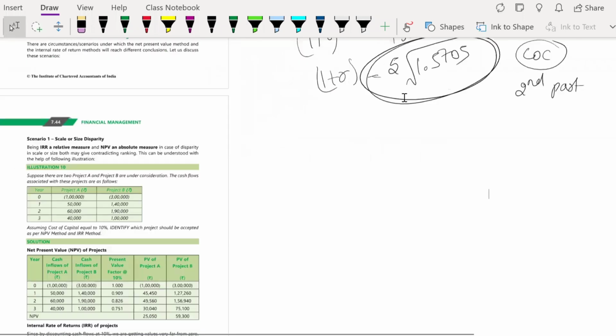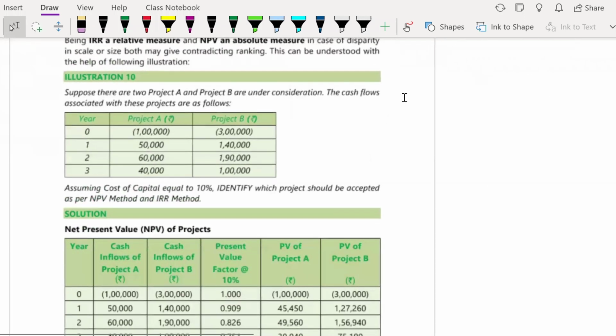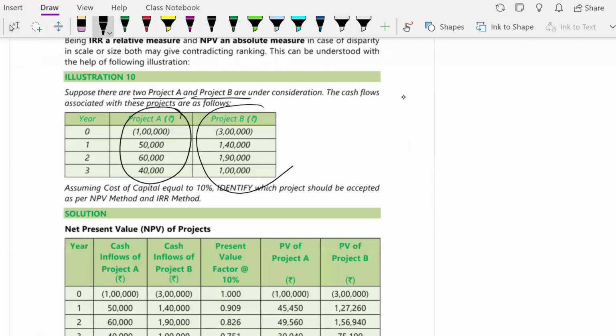Okay, yes, fine, good. Illustration number 10. In illustration number 10, here you have two projects, project A and project B. The cash flow is given as below. You have to assume that the cost of capital is 10% and identify which project should be accepted using the NPV method and IRR method.